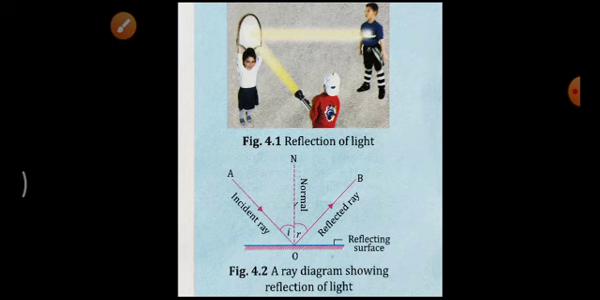Now the angle of incidence and angle of reflection. See here, two angles are forming. One is AON, formed between the incident ray and the normal, which is called the incident angle or angle of incidence, that is i. And the angle formed between the reflected ray and the normal, that is BON, is called the reflected angle or angle of reflection, that is r.